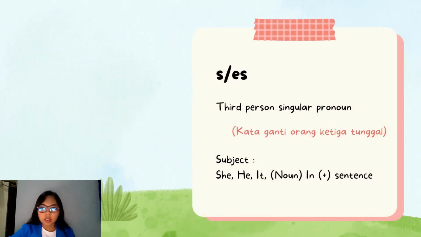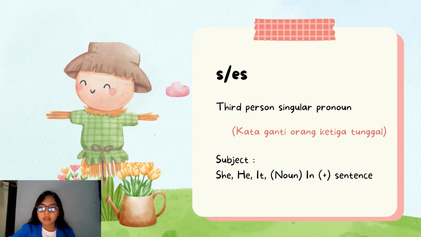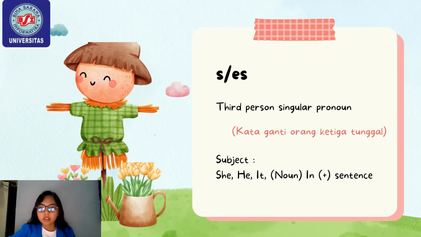Next is the use of s or es. S or es is used with the third person singular pronoun. Subjects that can use s or es are she, he, it.